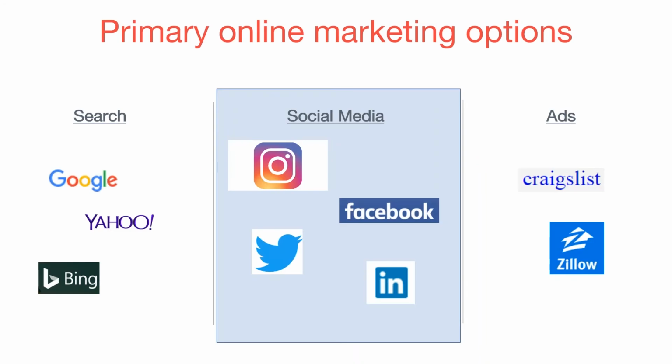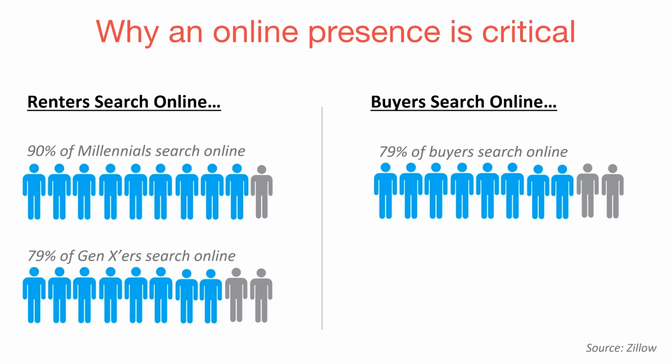So, our primary online marketing options are Google, Yahoo, and Bing in the search category, Instagram, Facebook, Twitter, and LinkedIn in social media, and then ads on sites such as Craigslist and Zillow. Having an online presence is critical. Millennials and Gen Xers are a large pool of your renters, but also your future buyers. To get in touch with them and pique their interest, a social media presence will be key.